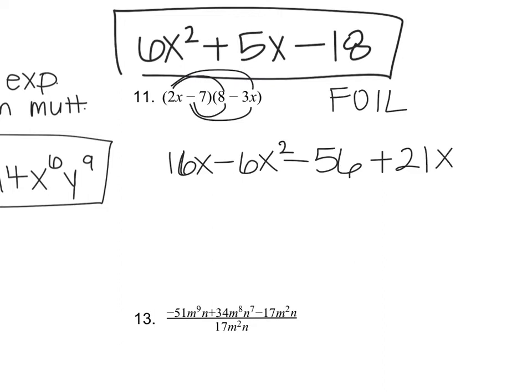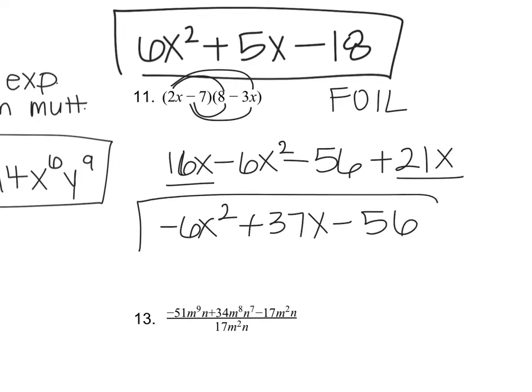Now we want to combine like terms. It's going to be important that when we combine our like terms, we still write our polynomial in descending order, which means we start with the term with the greatest exponent. And that's going to be our negative 6x squared. It doesn't have any like terms, so we can leave it as negative 6x squared. Next, we have 16x plus 21x, which is going to give us 37x. And then lastly, our minus 56, because it doesn't have any like terms either.